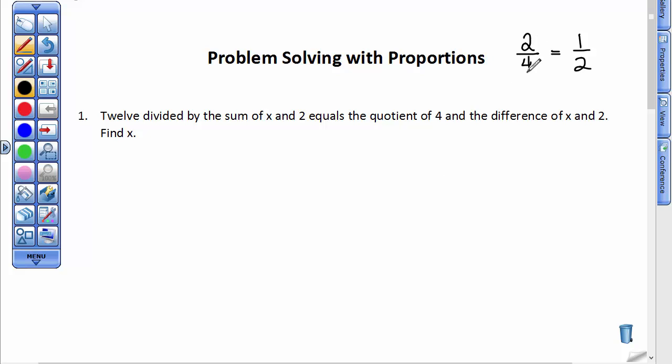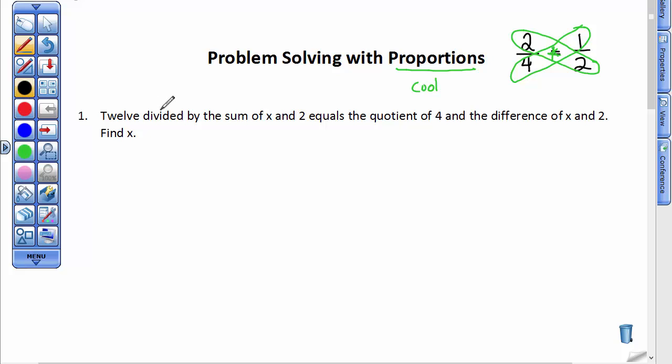So we all know that 2 over 4 is equal to 1/2. We also all know that their cross products, 2 times 2, which is 4, is equal to 4 times 1, which is 4. So that product and that product are always equal to one another. And that's the cool thing about proportions, is that they're so easy to solve by setting cross products equal to one another. And there are many, many real problems in our world that involve proportions. But let's start with this one.